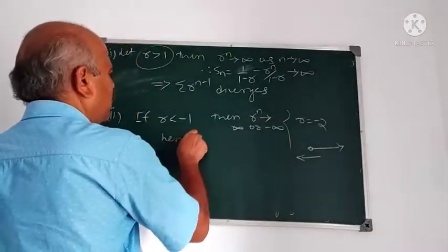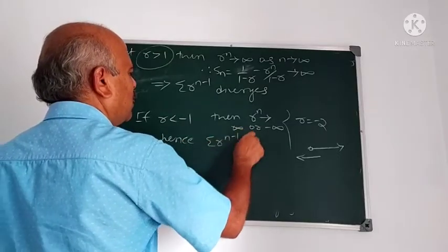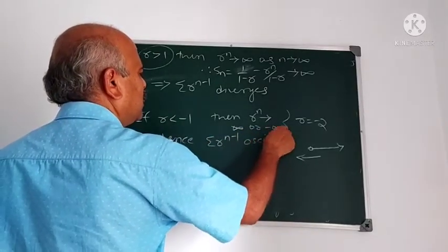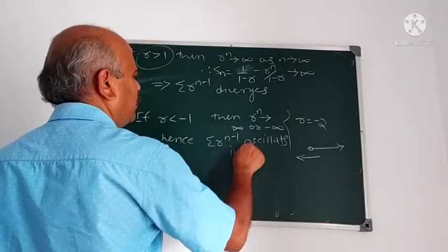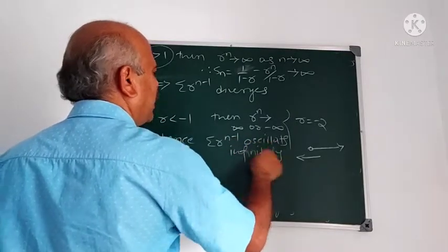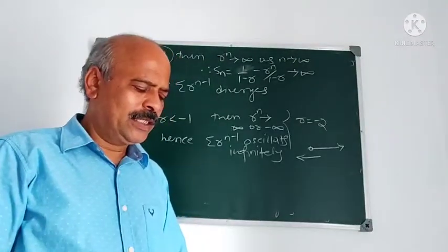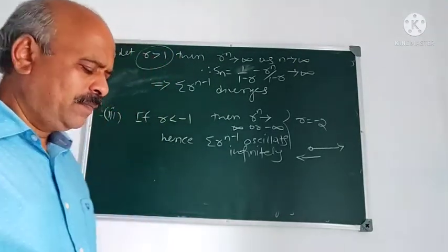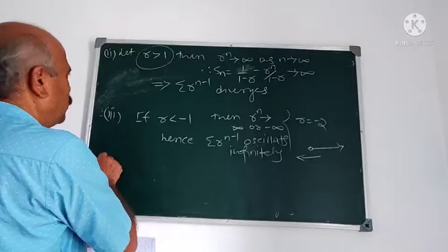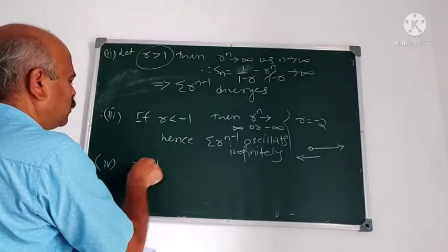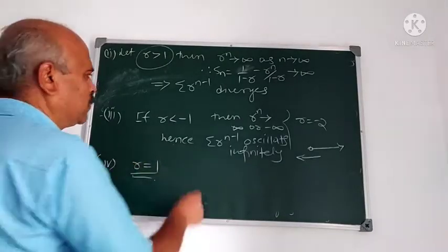Hence, sigma r raised to n minus 1 oscillates infinitely. Because this Sn oscillates, correspondingly r raised to n oscillates. Sigma r raised to n minus 1 oscillates. Now, suppose r is equal to 1. Next case, r is 1.